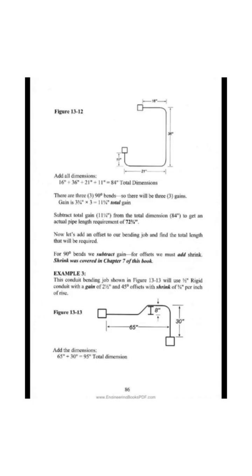Add the dimensions. 65 inches plus 30 equals 95, total dimension. Find total shrink. The offset is 8 inches, so the shrink will be, for each inch of rise, 8 by 3/8 equals 24/8 or 3 inches total shrink. Add total shrink to the total dimensions. 3 inches plus 95 inches equals 98, adjusted total dimension. Find total gain. There is only one 90 degree bend, so the gain would be 2.5. Subtract the gain from the adjusted total dimension. 98 inches minus 2.5 equals 95.5, total pipe length required.